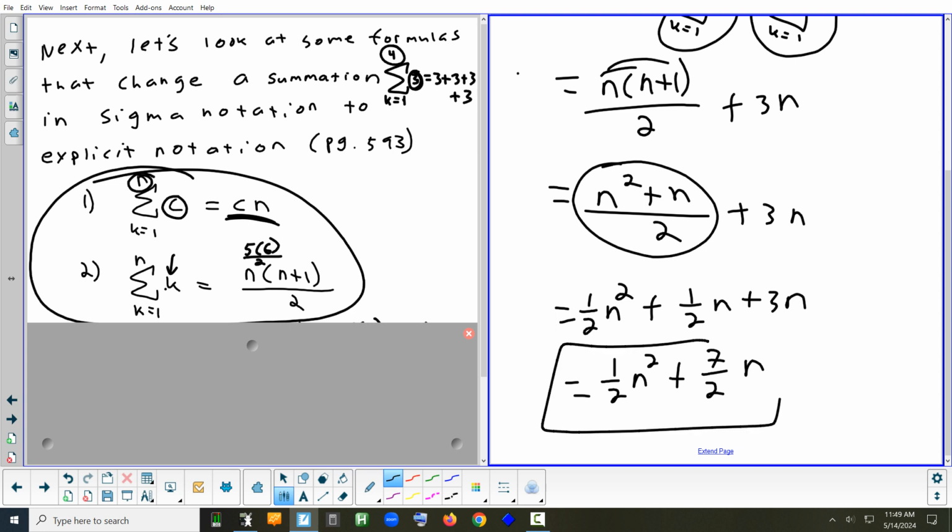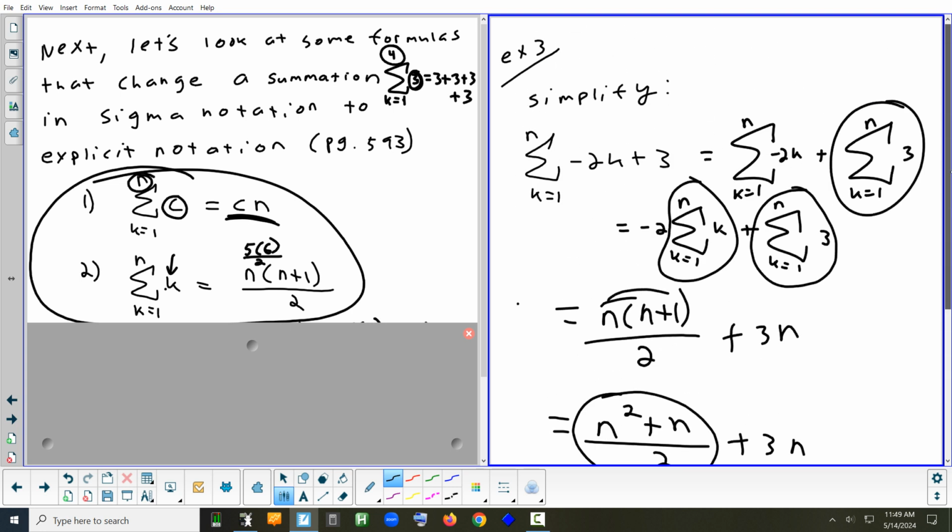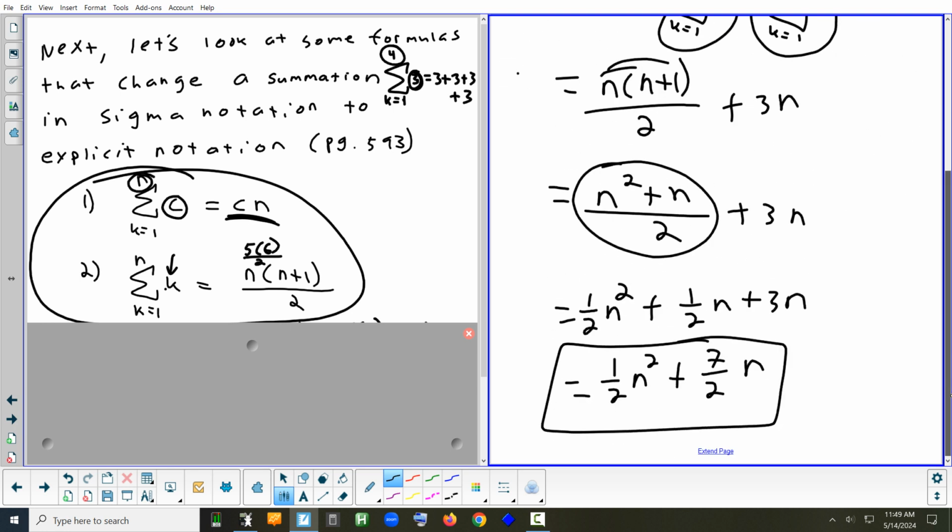So now what you just figured out is a formula for adding up the first n terms. So if you wanted to add up every term from 1 to 25,000 in this formula, all you have to do now is plug the number 25,000 in for n, and you'll have your answer. Very, very simple.